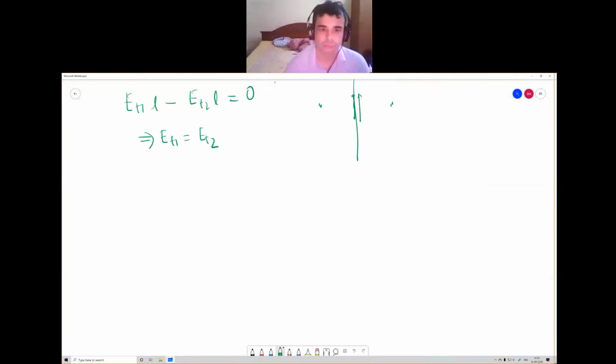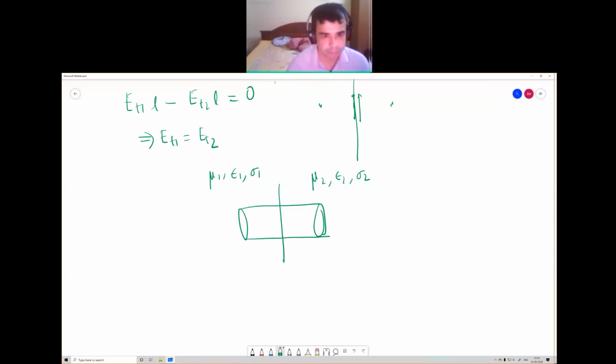Now, what about the normal components? Same idea. This time we take a cylinder. The flat surface area is delta S. This is my Dn1. This is my Dn2. This is also delta S.